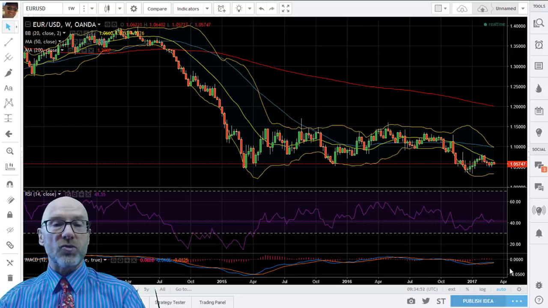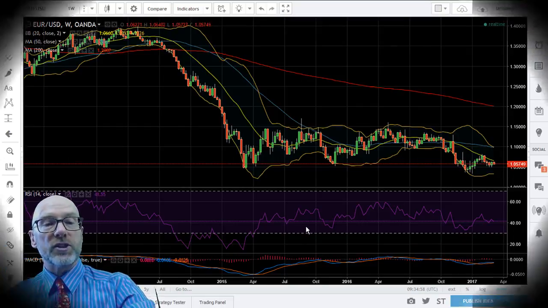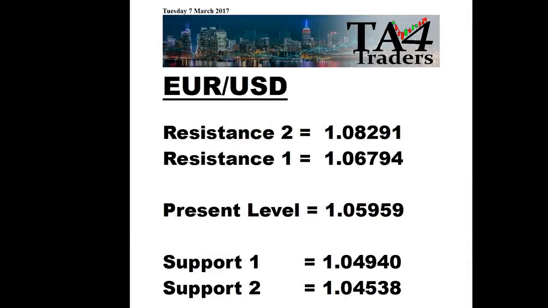MACD is neutral. Just going on to the support and resistance levels on the Euro USD. You can see the resistance at 106.6794, 108.291, and then the supports there. If you need to look at these in a closer fashion, please just pause the video.